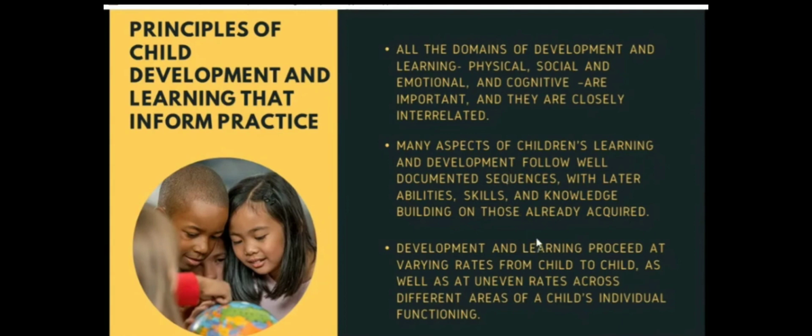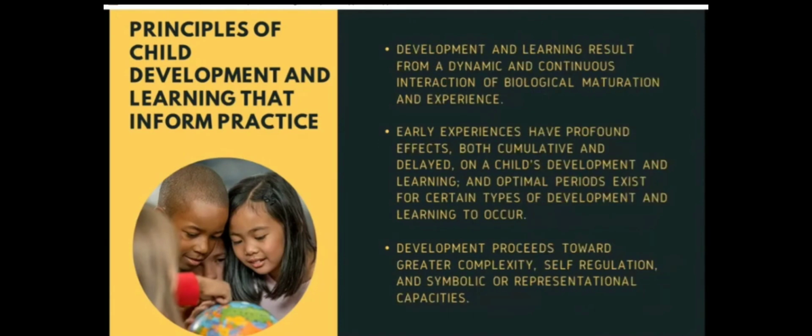Second, many aspects of children's learning and development follow well-documented sequences, in which later abilities, skills, and knowledge build on those already acquired. Third is that development and learning proceed at varying rates from child to child, as well as uneven rates across different areas of a child's individual functioning. Fourth, development and learning result from a dynamic and continuous interaction of biological maturation and experience.